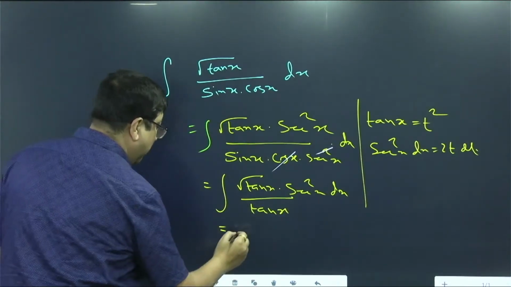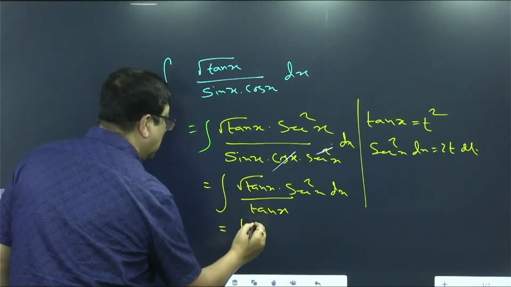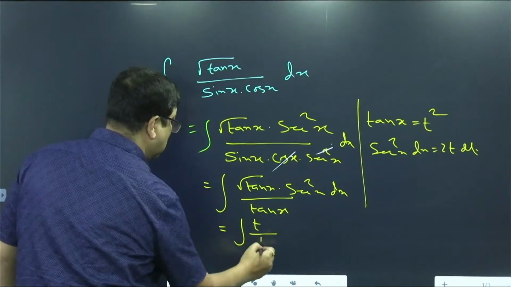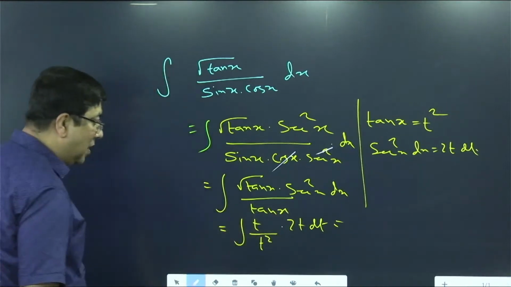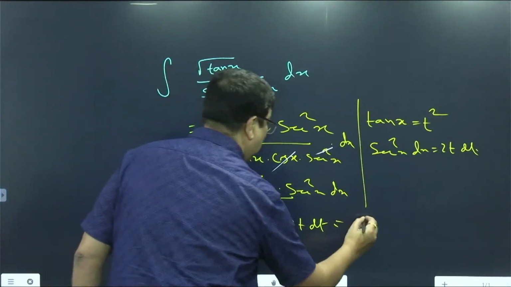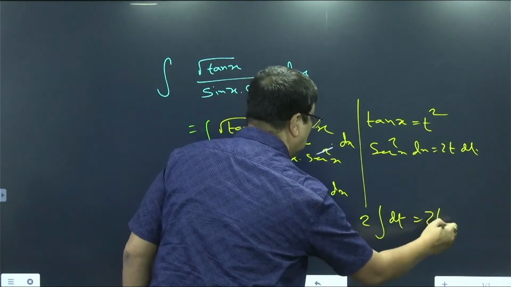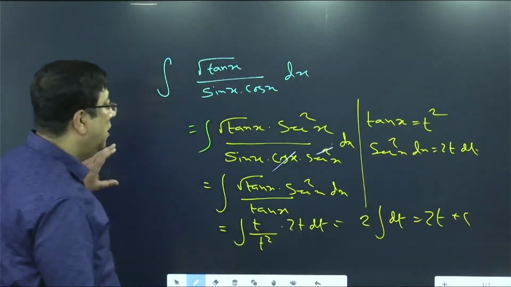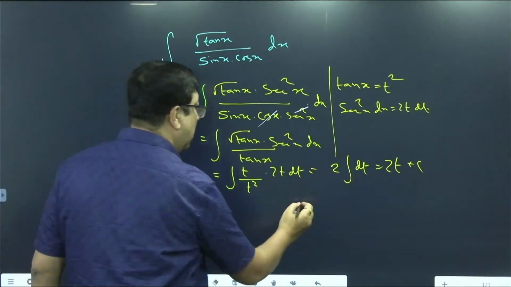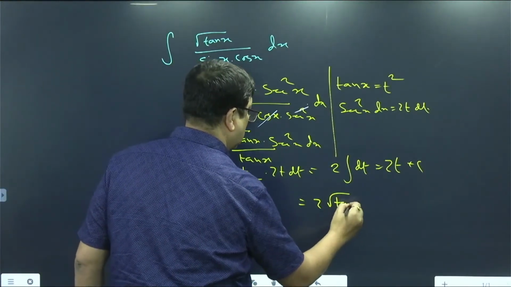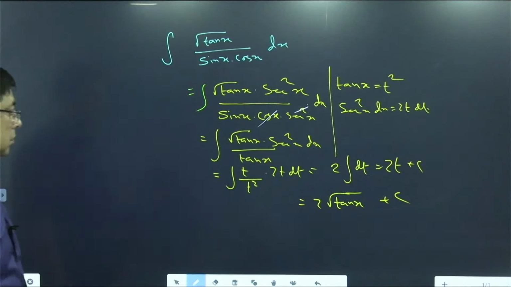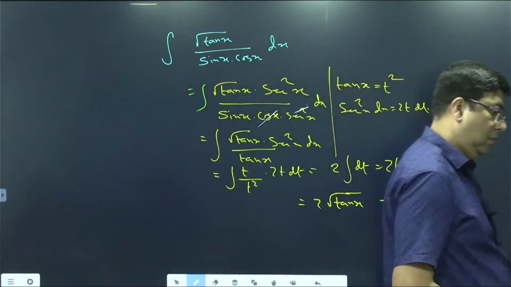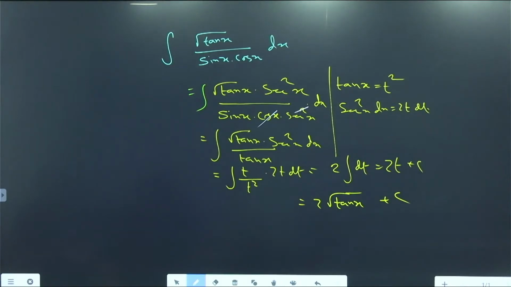So we are getting here, everybody, root tan x is t, tan x as t square, sec square x dx is 2t dt, t square coming and cancelled, and we are getting 2 dt, that is 2t plus c. Now put the value t as root tan x. So the final answer is coming to be 2 root tan x plus c. Write down this, everybody.